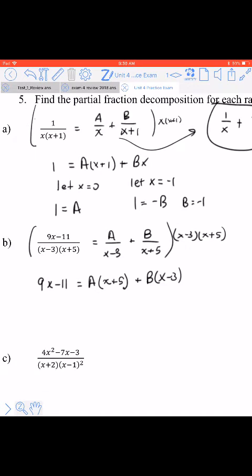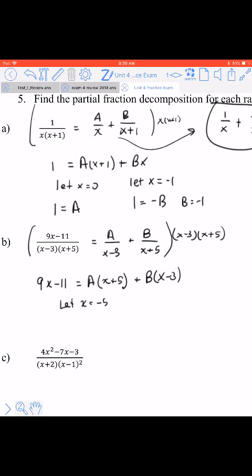Now I want to choose some convenient values again. If I want to try to cancel a, for example, that means x would have to be -5, because -5 plus 5 would be 0. So first go around, I'm going to let x equal -5.